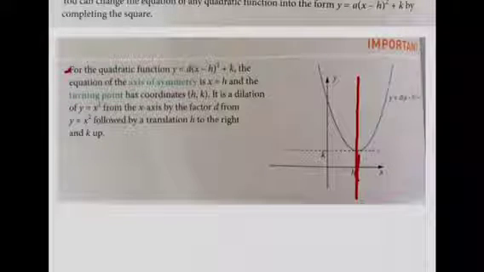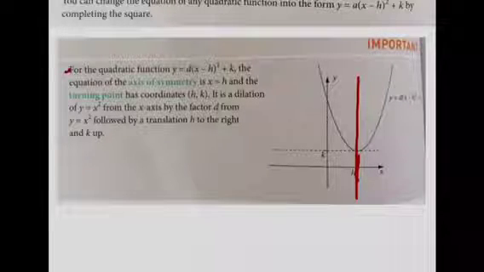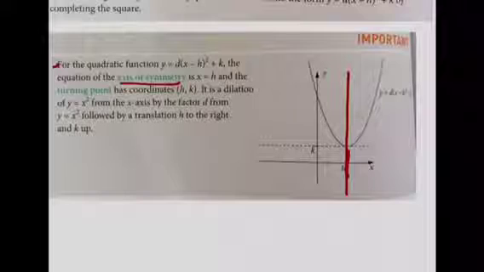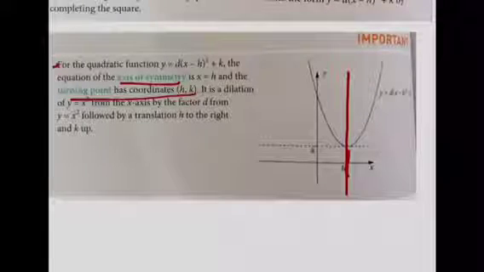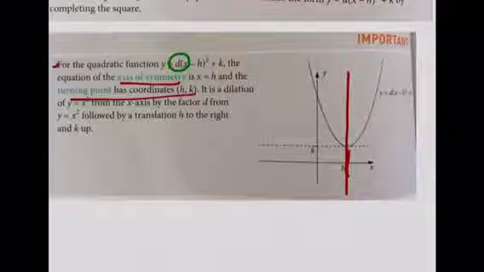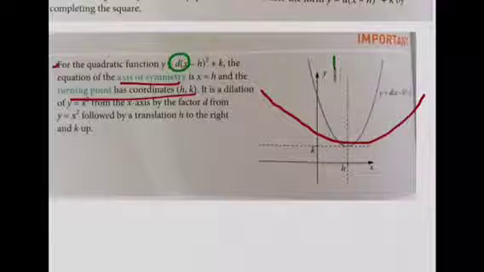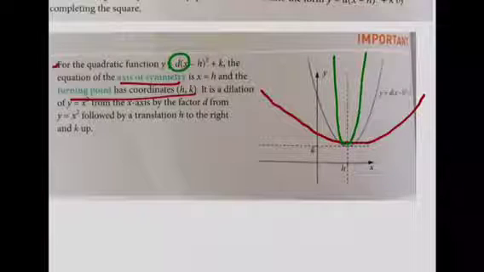It is a dilation of y equals x squared from the x-axis by the factor d, followed by a translation of h to the right and k up. Okay, so what's that saying? Well, it says the axis of symmetry is x equals h, and the turning point has these coordinates h and k. The dilation is the other thing here, this d, the only thing they haven't discussed yet. And essentially the dilation is how squished or stretched the curve is. So you might stretch it out this way and have a curve more like this, or you might squish it in and have a curve more like this. Dilation is how open or wide or narrow it is, how sharp the curve is.